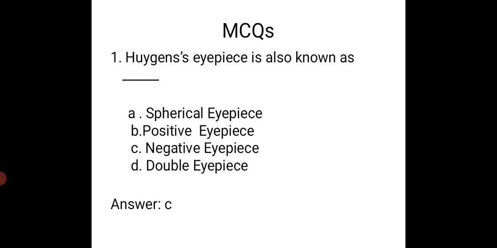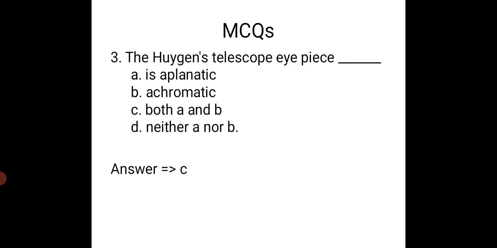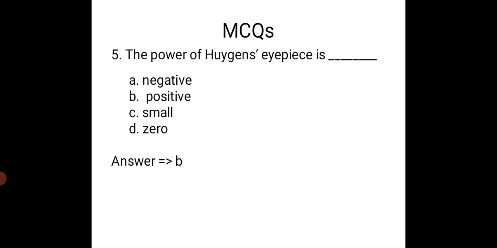Some MCQs you can answer: The Huygens eyepiece is also known as a negative eyepiece. The component in an optical instrument used to increase the angular object field and to minimize aberration is called the field lens. The Huygens telescope eyepiece, both A and B, means it is aplanatic and achromatic. The field of view of the Huygens eyepiece is smaller than the Ramsden eyepiece. The power of the Huygens eyepiece is positive.